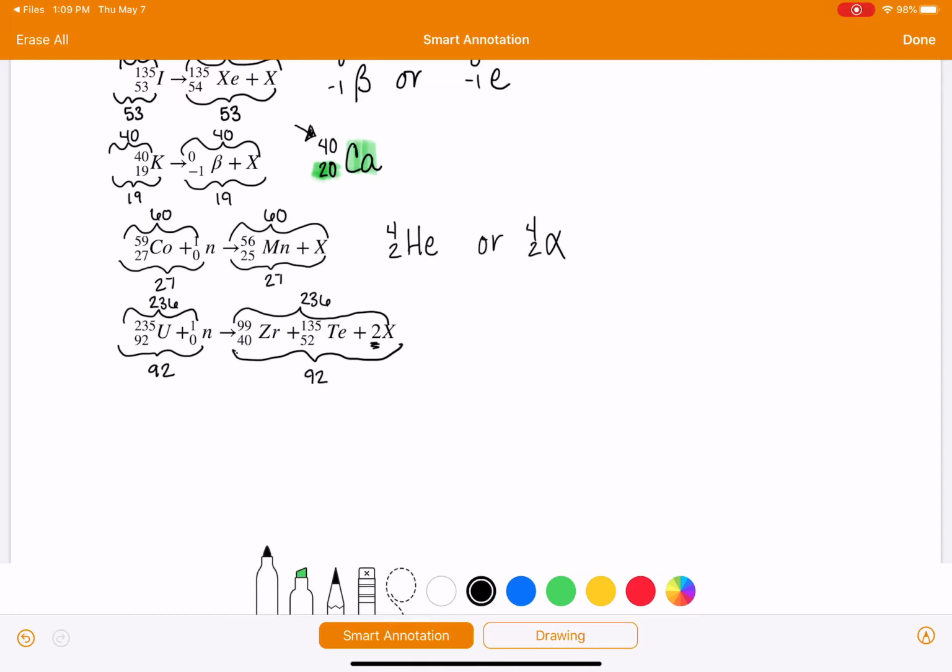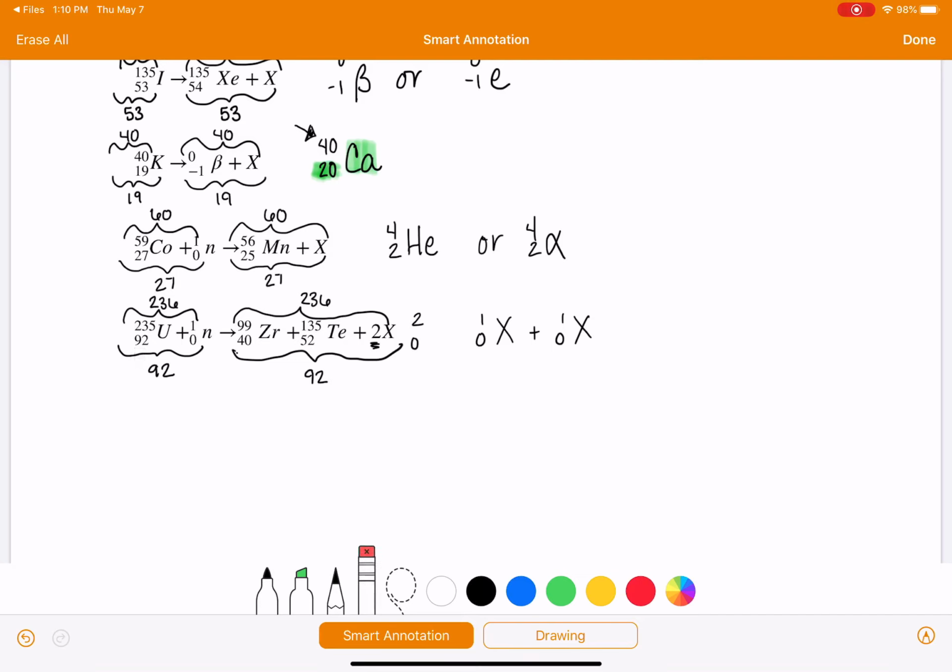So let's start just by figuring out the total mass number and total atomic number for our X. Starting with the mass number, I'm going to go 236 minus 99 minus 135. That's going to be a total of 2. And since we have 2 of those particles, it's going to be 1 per particle. And now let's do our atomic number, 92 minus 40 minus 52. That's a 0. So 0 on that.